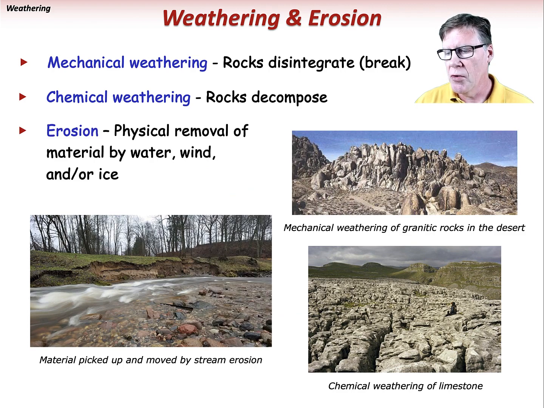Erosion is the physical movement of material either by wind, water, or ice. Examples of erosion include sand and dust carried by the wind, sediment carried by streams or glacier flow, currents in the ocean, etc. Material can be both physically and chemically weathered as it is being moved.